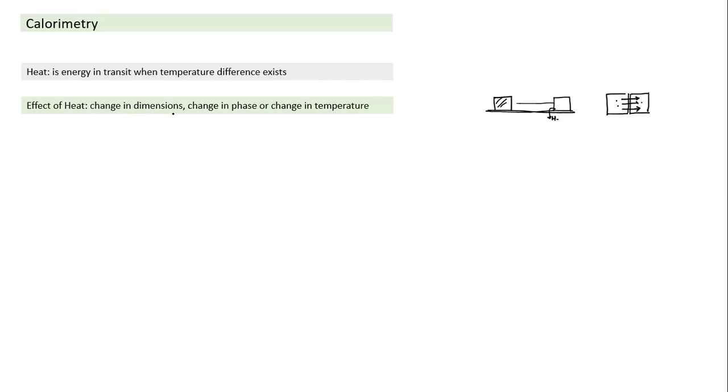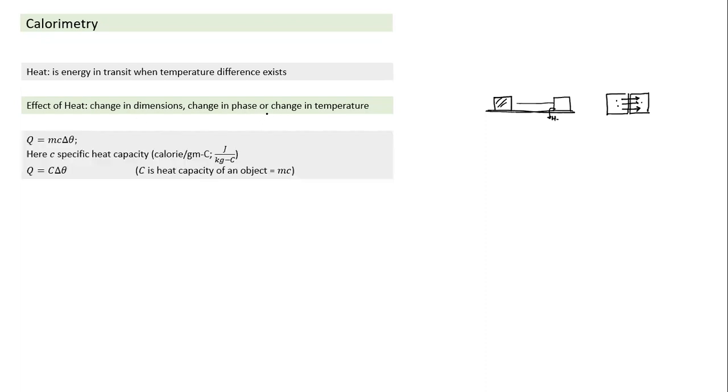In that case, one effect we have understood is change in dimensions, which we have done as thermal expansion and contraction. That's one effect. What are the other two effects? The other effect is change in phase or change in temperature. When you heat up water in a kettle, initially the temperature will keep changing, the phase will not change. But after some time the water will start evaporating, and that is change in phase. So these are three effects. One we have done. Now we'll do these two things.